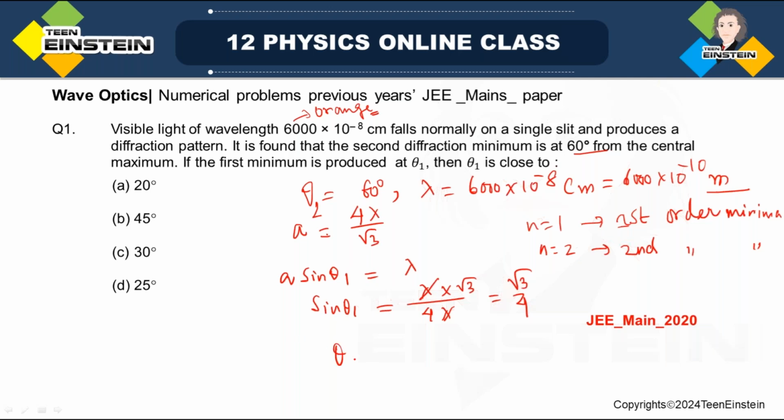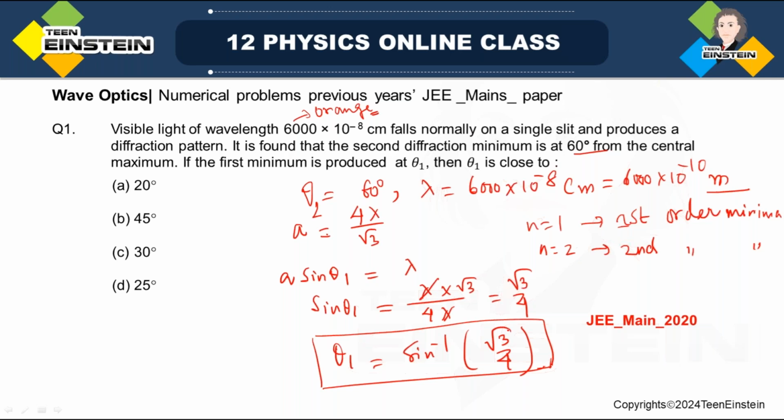So theta 1 will be sine inverse this. Okay, so this is the value. You have to actually guess the value, or somehow get to know what sine inverse root 3 by 4 is. See, sine inverse root 3 by 2 is 60 degree, right?